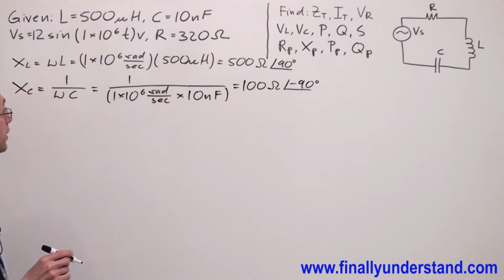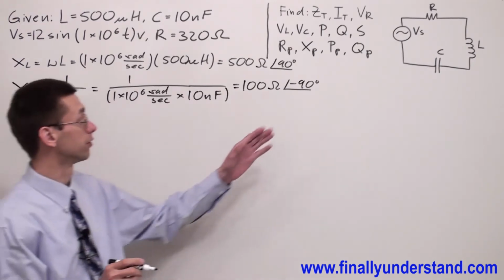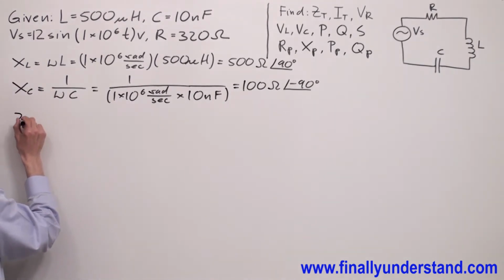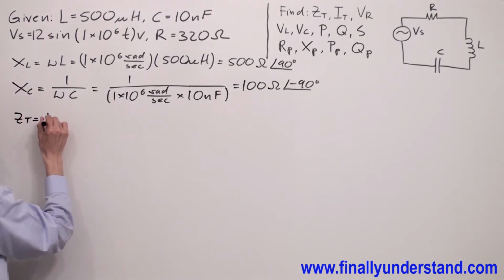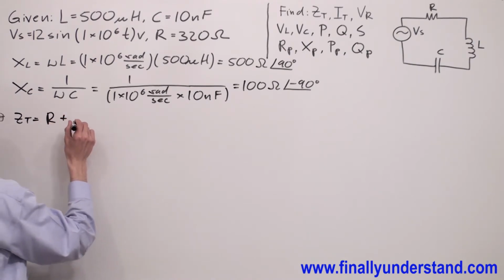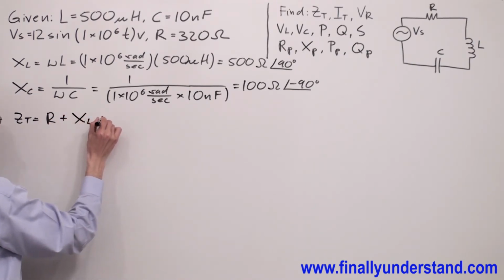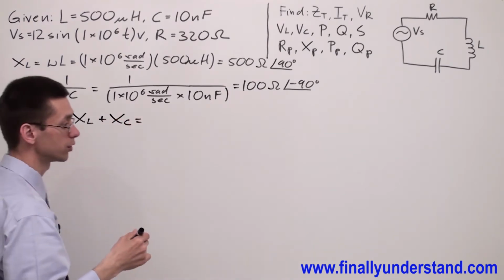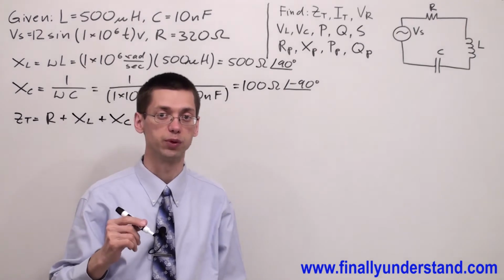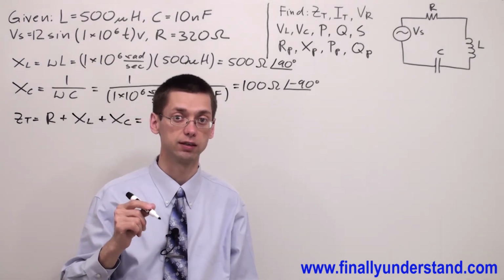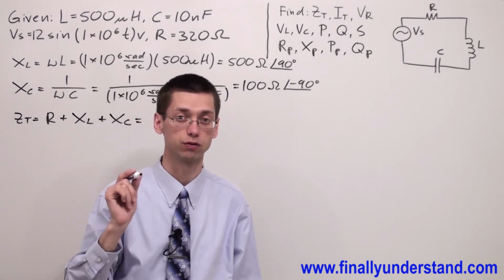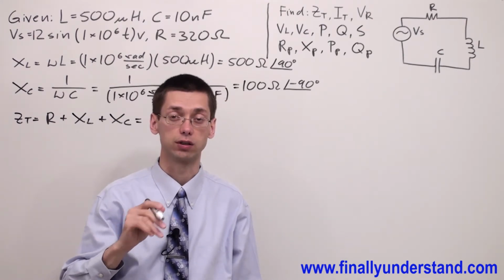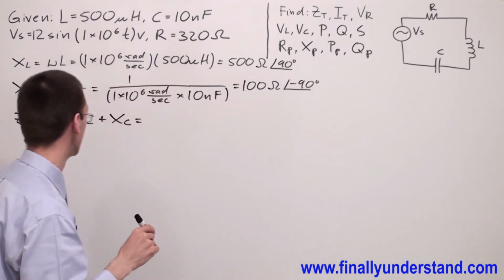In order to find Z total, don't forget that we have a series circuit. We're supposed to write the following formula. Z total is equal to resistance plus X of L plus X of C. When we have a series circuit, we're supposed to add all impedances together, but don't forget that we're supposed to include angles, because if you forget about angles or j's, if you use rectangular form, your answer is going to be wrong.